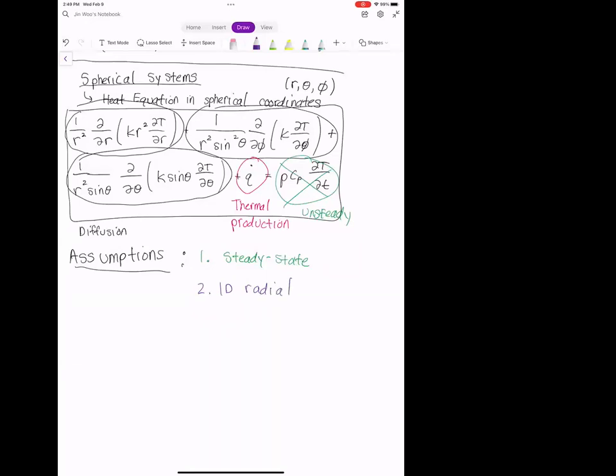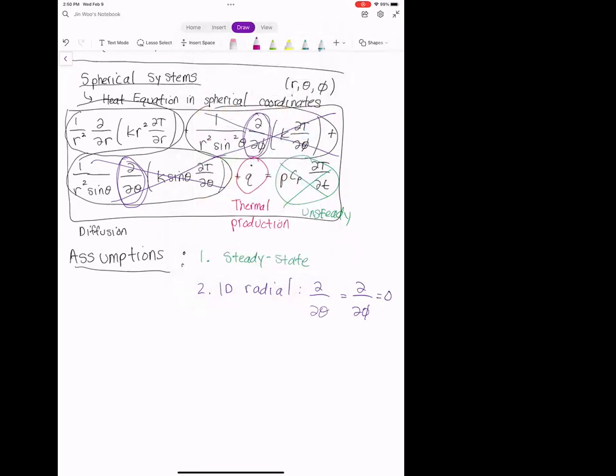The next assumption that we're going to make is that our heat flow is one-dimensional and only in the radial direction. This means that if we see any derivatives with respect to the angles, we're just going to set those equal to 0. That's going to be those two big terms right there. The primary reason we're getting rid of these is because we're assuming the temperature does not depend on phi or on theta, so we cancel those terms out.